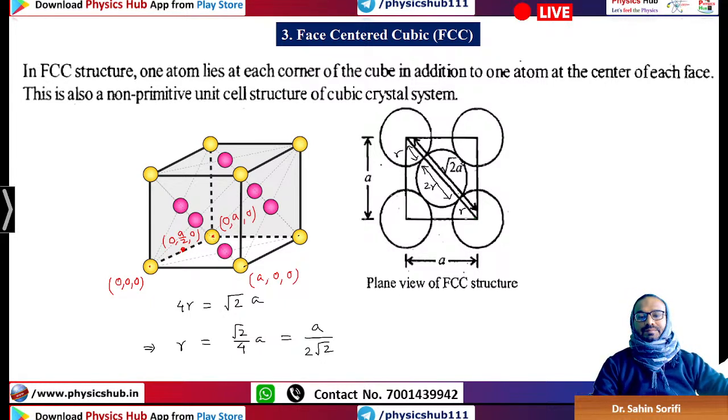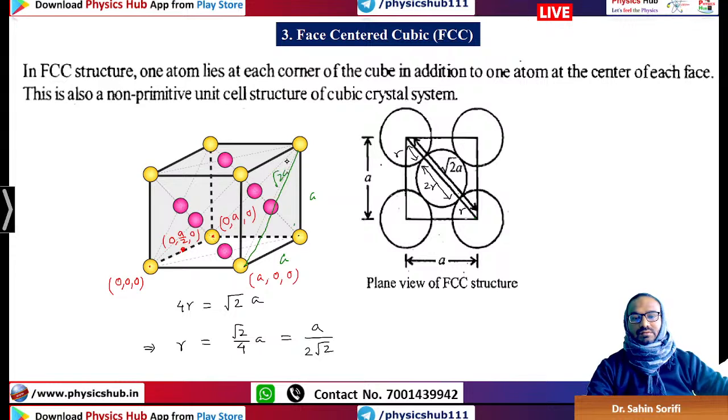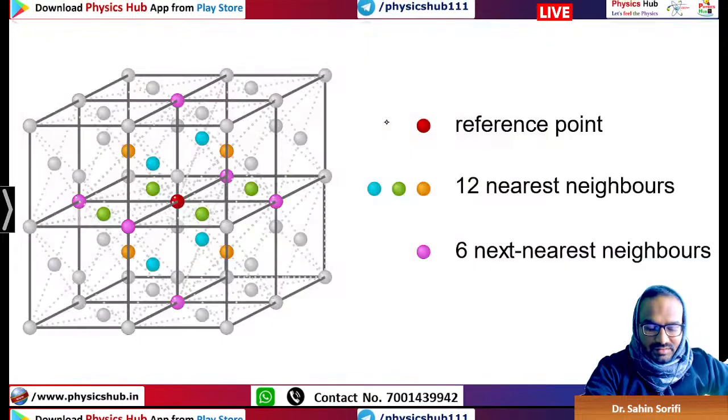And why root 2a? Because this distance is root 2a. This is a, this is a, so from this we get root 2a. From the radius perspective we get 4R. Is it clear?